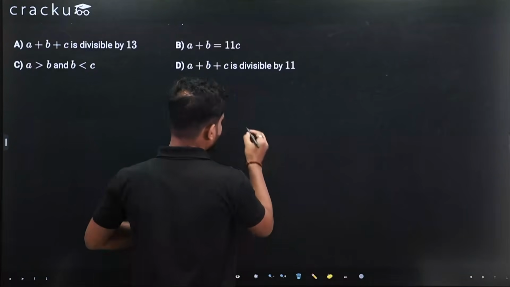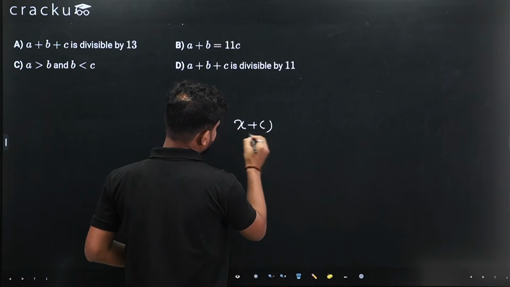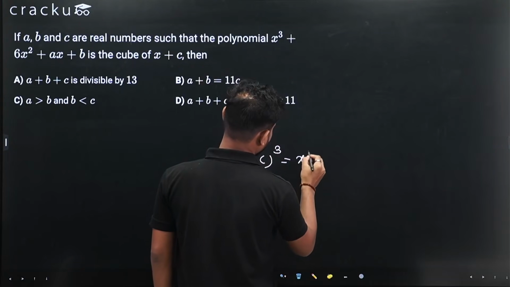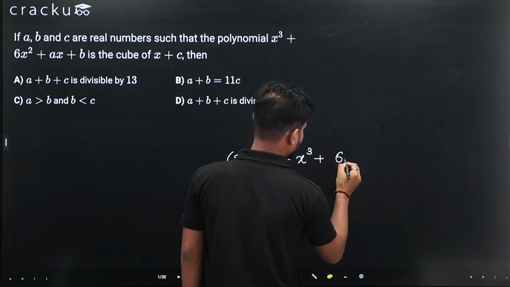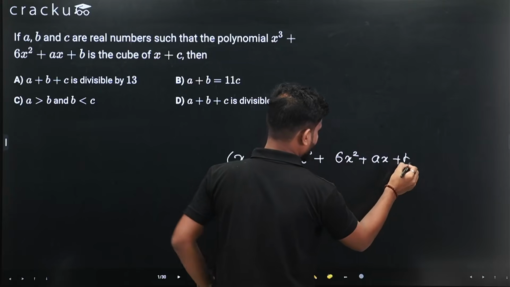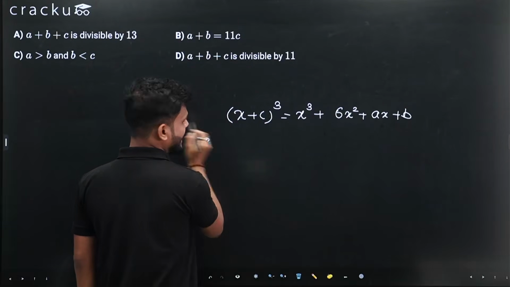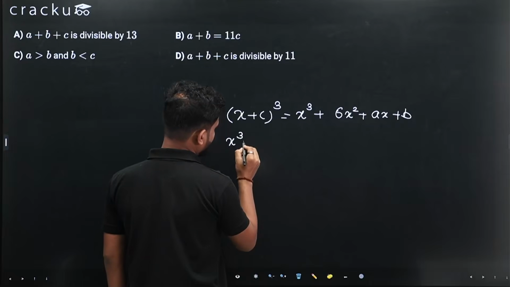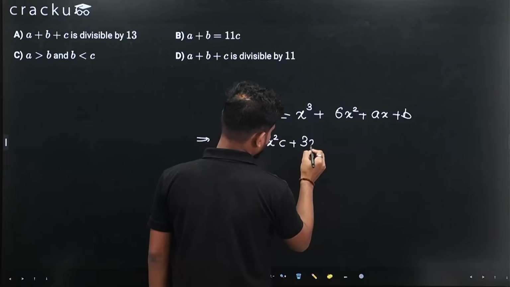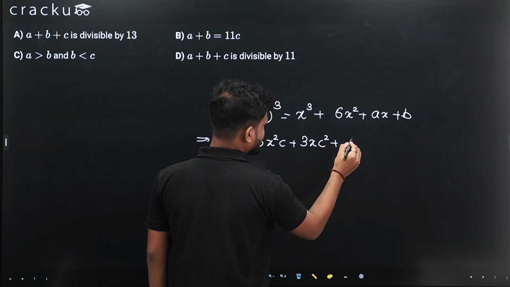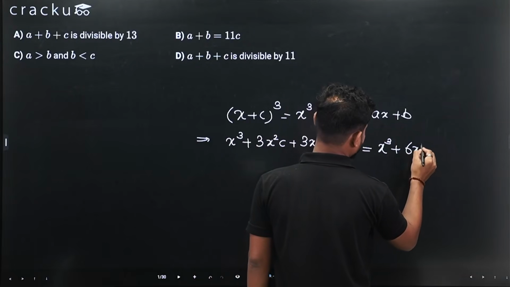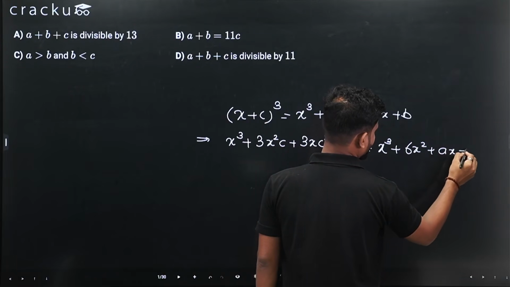So it is given that (x plus c) cube is equal to x cube plus 6x square plus ax plus b. From here what do we get? If we expand the left hand side, we get x cube plus 3x square c plus 3xc square plus c cube, which is equal to x cube plus 6x square plus ax plus b.